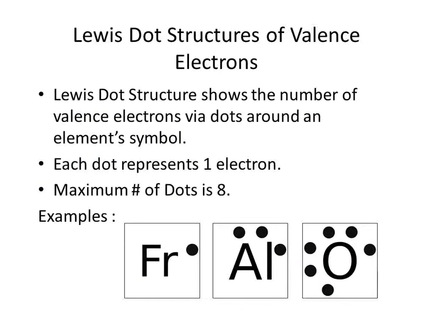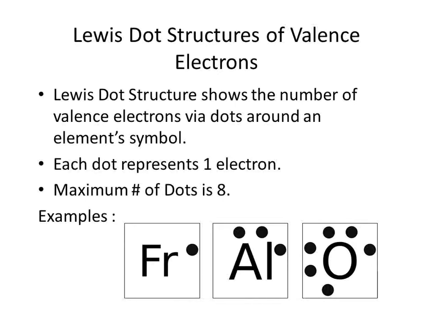We will use these things called Lewis dot structures to represent the number of valence electrons. Lewis dot structures show the number of valence electrons via dots around an element symbol. Each dot will represent 1 electron. The maximum number of dots is 8. So let's look at a couple of examples here.